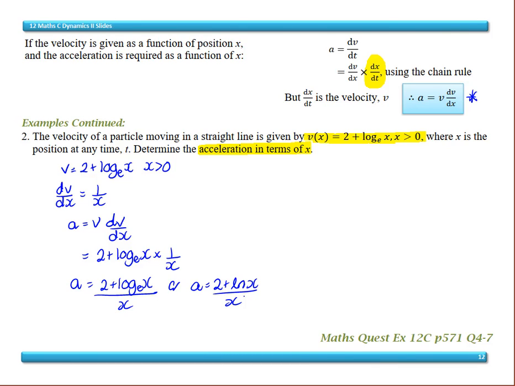For this example, you can complete questions from MathQuest Exercise 12C, page 571, questions 4 to 7.